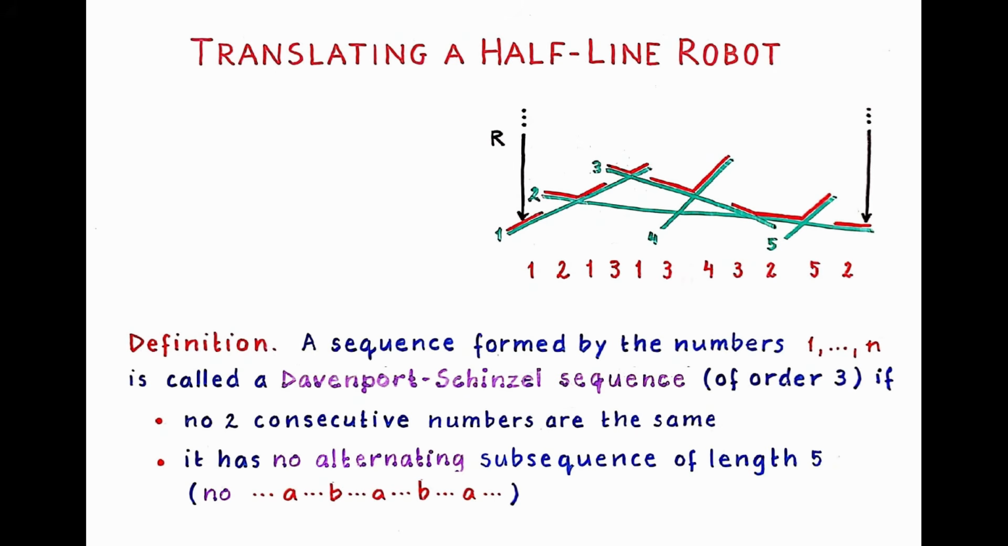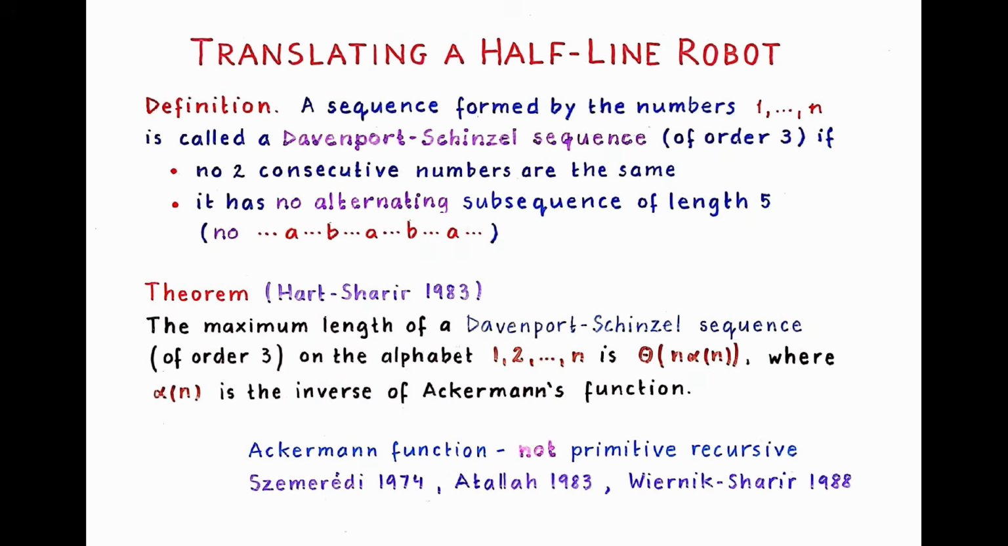Now, there was a paper from 1974 written by Endre Szemerédi, in which he proved a non-trivial upper bound, which was n times the iterated logarithm function, which is a very nice argument. But the right order of magnitude was found later by Hart and Sharir, who proved that the maximum length of such a sequence is just slightly superlinear. It's n times alpha of n, where alpha is the inverse of the Ackermann function.